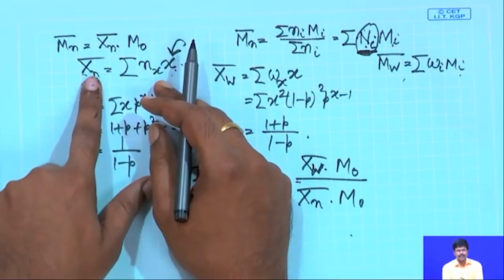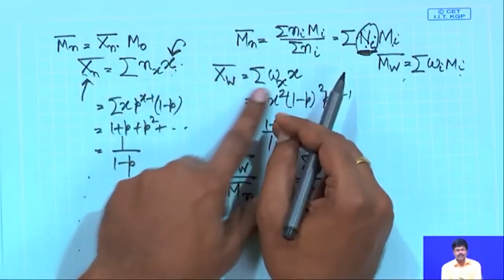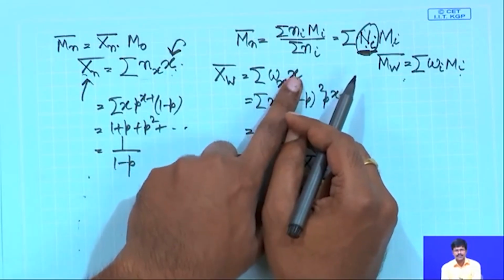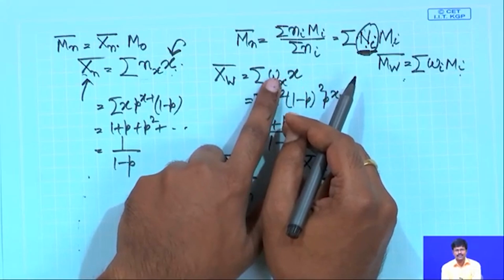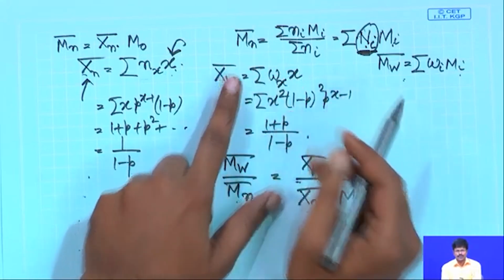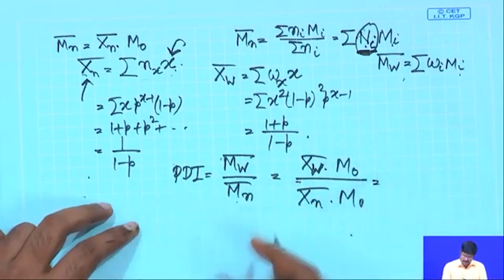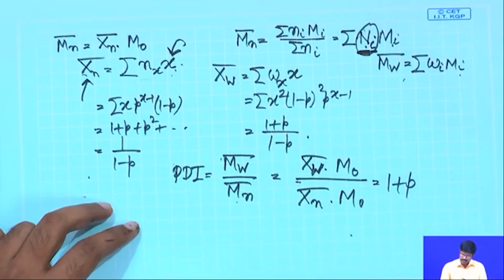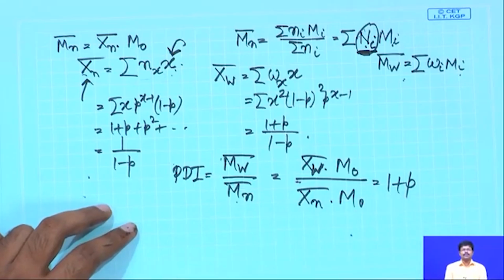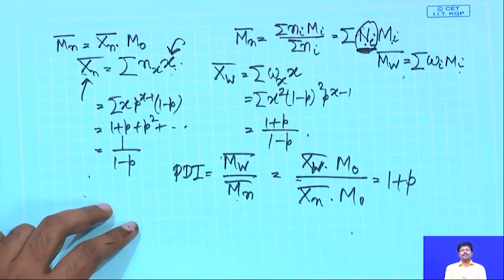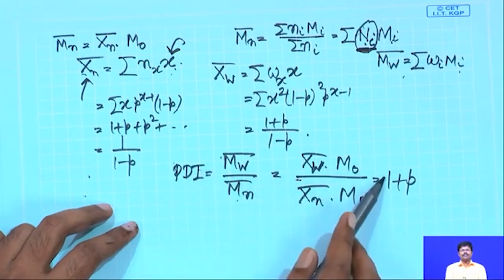When you are going for number average degree of polymerization, you weigh the x, that is the degree of polymerization, with the corresponding weight fraction when you are going for weight average degree of polymerization. So, if you put those values here, ultimately what you will get? You will get 1 plus p. P is the extent of conversion. Surprise, PDI is nowhere near 1.